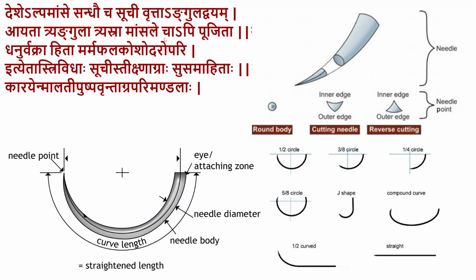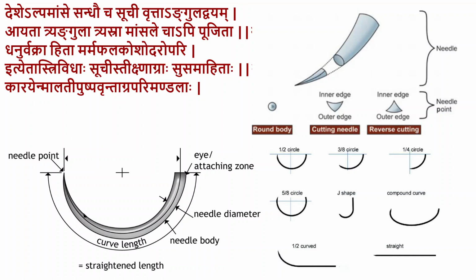In the Mamsala, in a thick tissue, you will be using Trastra, the cutting needle, and on the surface of the body, you will be using the Vritta needle, and Dhanurvakrahita Marma Falakoshodharapati. Dhanurvakra or curved needle is used in the case of Falakosha, scrotum, or Udara, abdomen, where the scope for horizontal movement is lesser, and you use a needle holder and the curve movement is achieved. Ityeta Trividha Suchi Hitishnagraha Susamahita Karayat Malati Pushpuruntagra Parimandalaha. The tip of the needle would be as sharp as that of a tender jasmine flower.